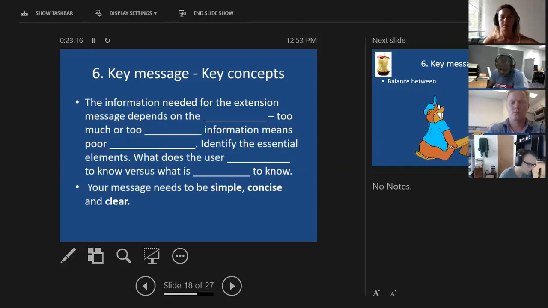So when we're thinking about some key concepts, the information needed for the extension message depends on the audience. Too little or too much information means poor communication. Identify the essential elements. What does the user need to know versus what is nice to know?